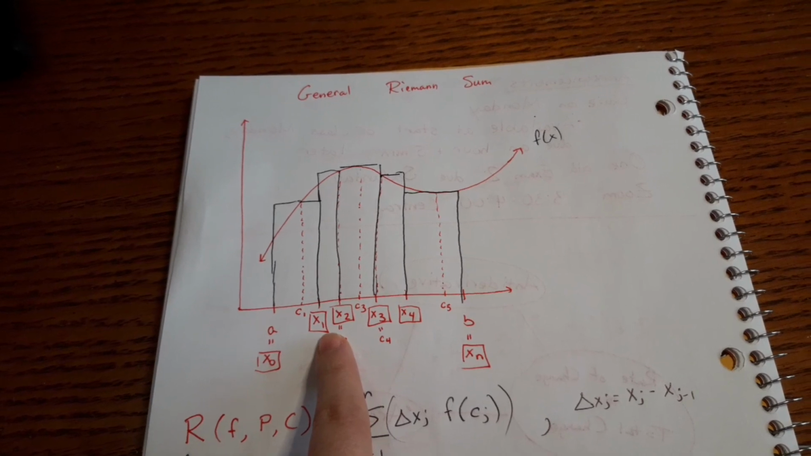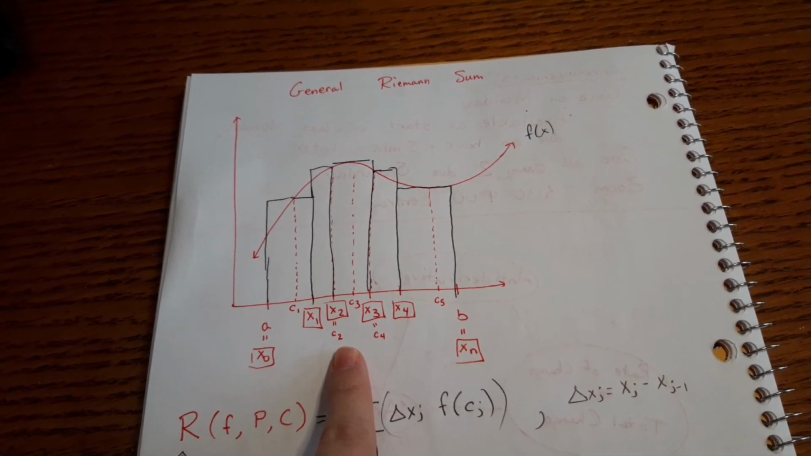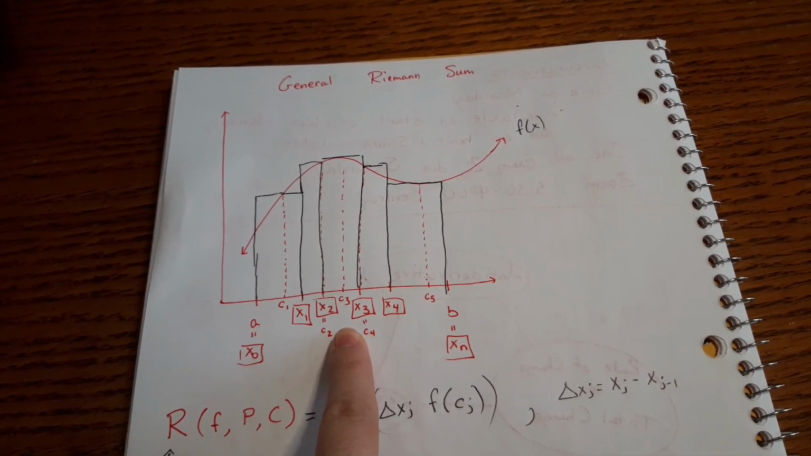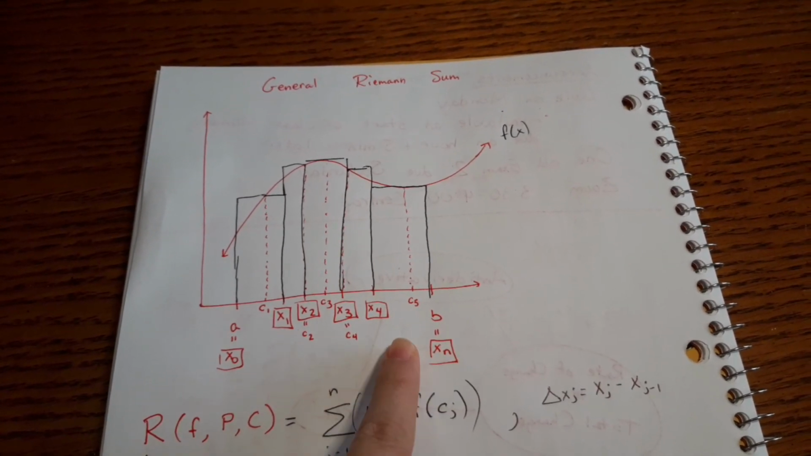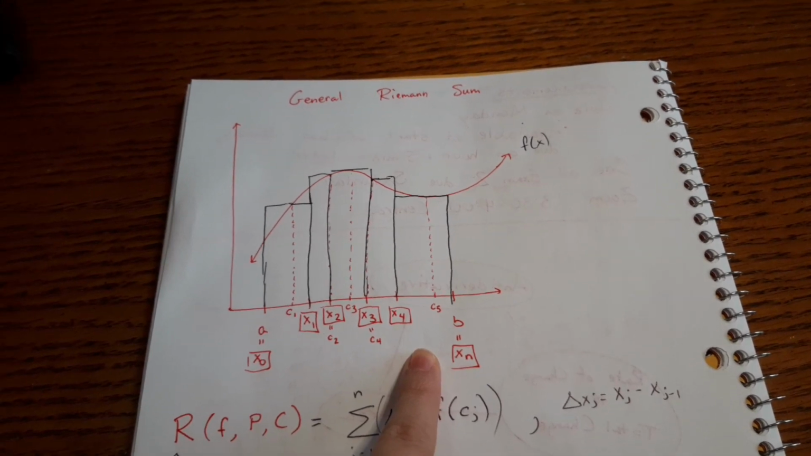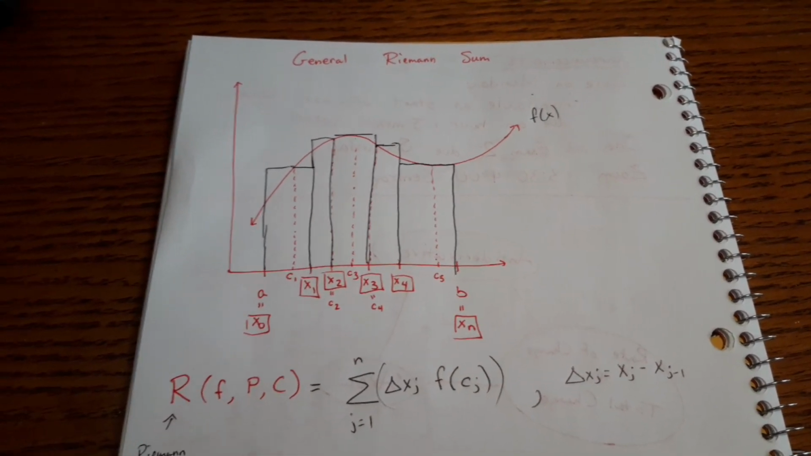For our second rectangle, we're choosing our height on the right side. For the third rectangle, we're picking in the middle. Fourth rectangle, we're picking on the left side, and the fifth rectangle, we're picking somewhere in the middle. So it doesn't really matter where you pick for a general Riemann sum.